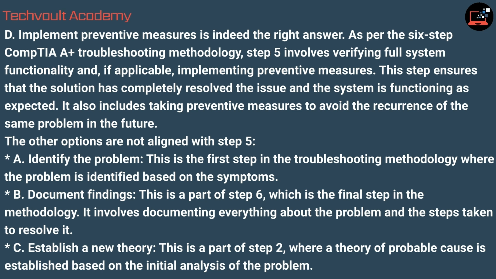A. Identify the problem. This is the first step in the troubleshooting methodology where the problem is identified based on the symptoms. B. Document findings. This is a part of step 6, which is the final step in the methodology. It involves documenting everything about the problem and the steps taken to resolve it. C. Establish a new theory. This is a part of step 2, where a theory of probable cause is established based on the initial analysis of the problem.